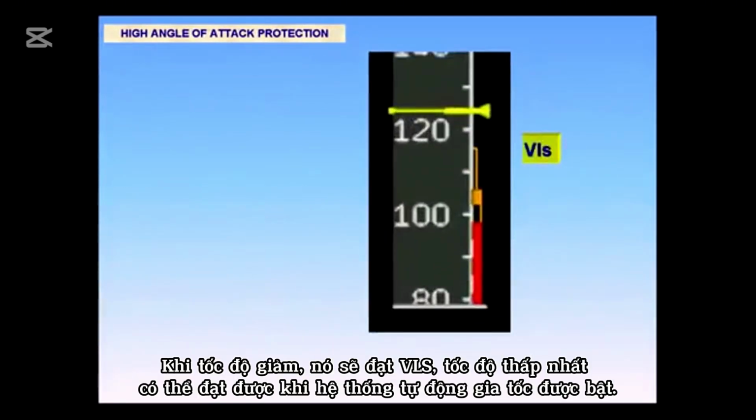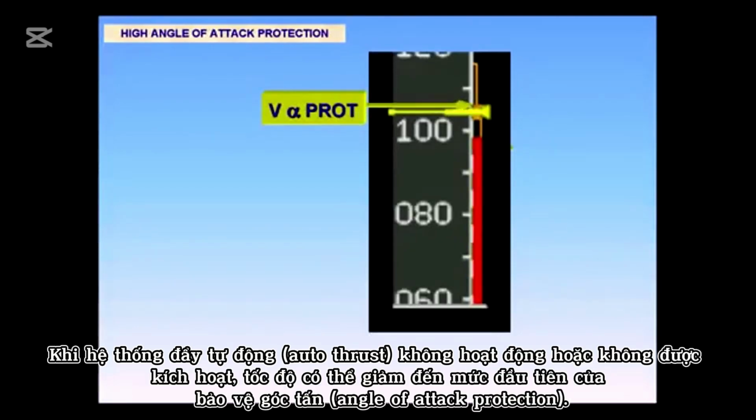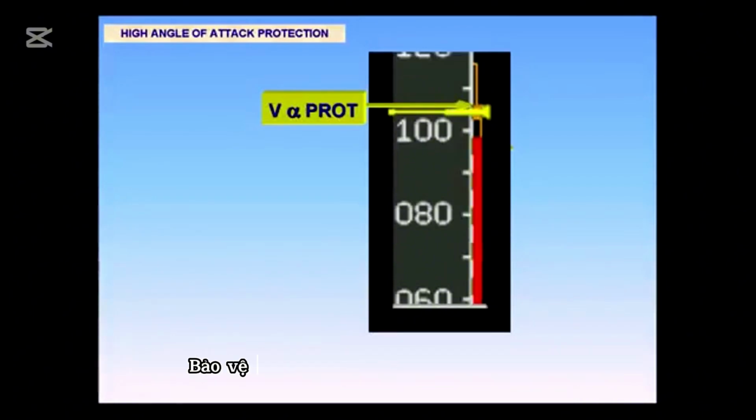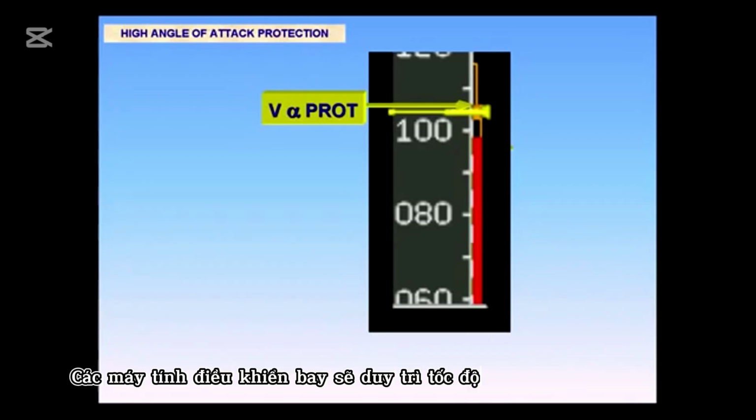As speed decreases, it reaches VLS, the lowest achievable speed with autothrust engaged. With autothrust inoperative or not engaged, the speed can reduce to the first level of angle of attack protection, V alpha protection, which is shown at the top of the amber-black band, the barber pole. The flight control computers will maintain the speed at V alpha protection.